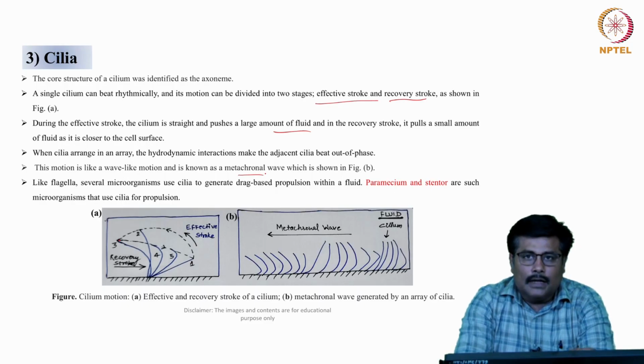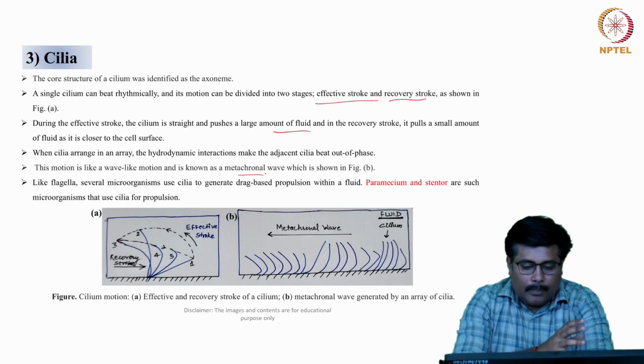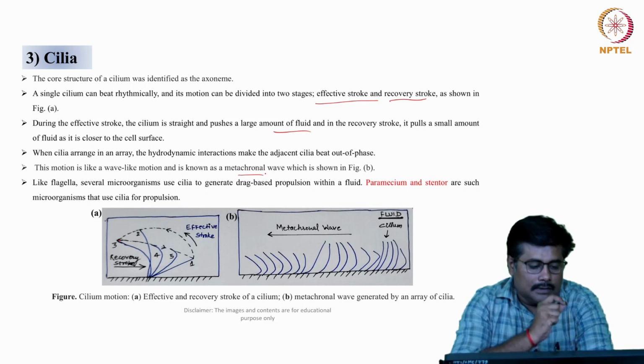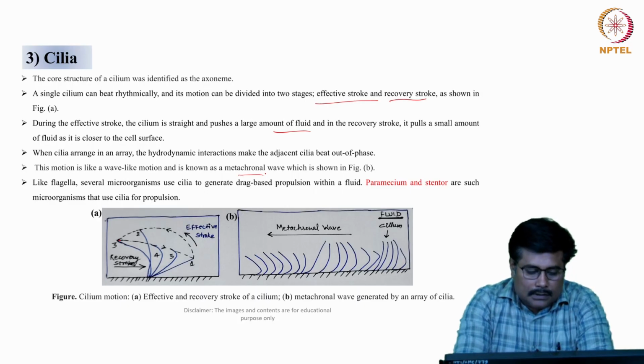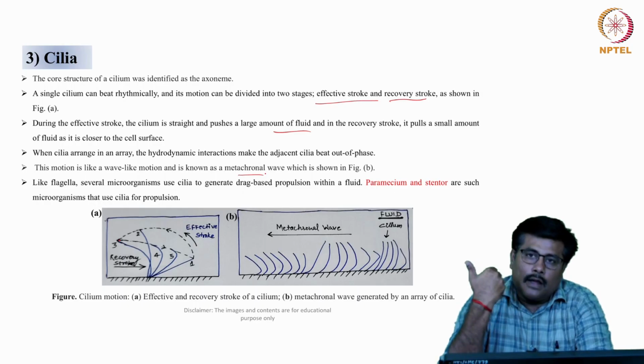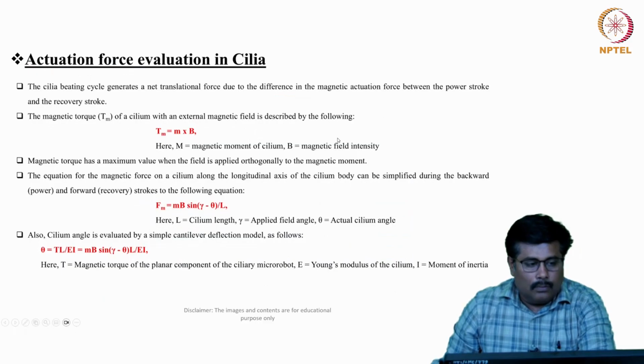Like flagella, several microorganisms use cilia to generate drag based propulsion within a fluid. Some of the microorganisms which use cilia for propulsion include paramecium and stentor. This image will give you clarity on the effective stroke and the recovery stroke in such micro robots.